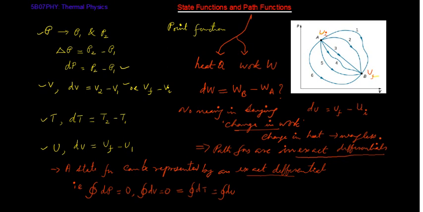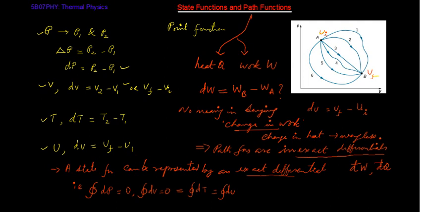I hope you remember, inexact differentials are distinguished by writing a cross over them. I told you that we usually write d bar W. Similarly, we will write d bar Q, instead of simply dQ, in order to tell that Q and W are not state functions but path functions. We write them as d bar W and d bar Q respectively. So that is our conclusion.